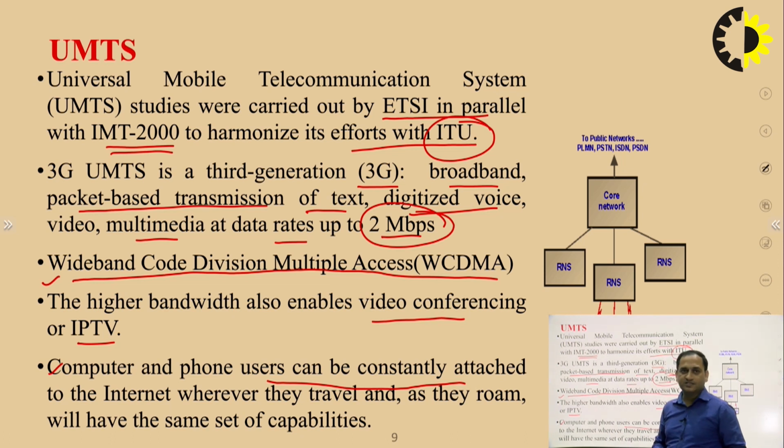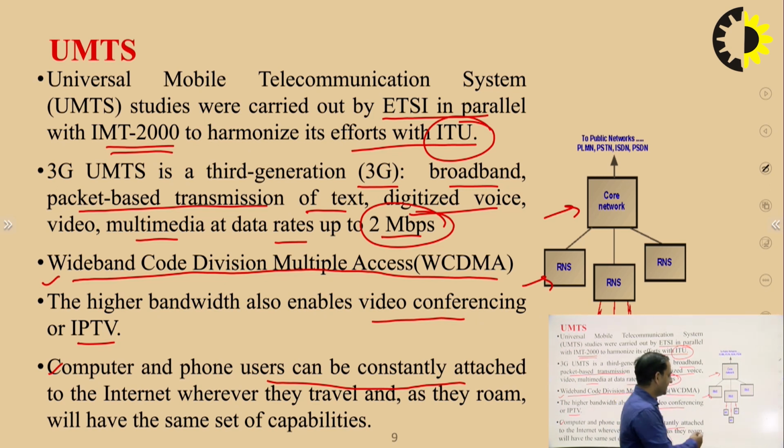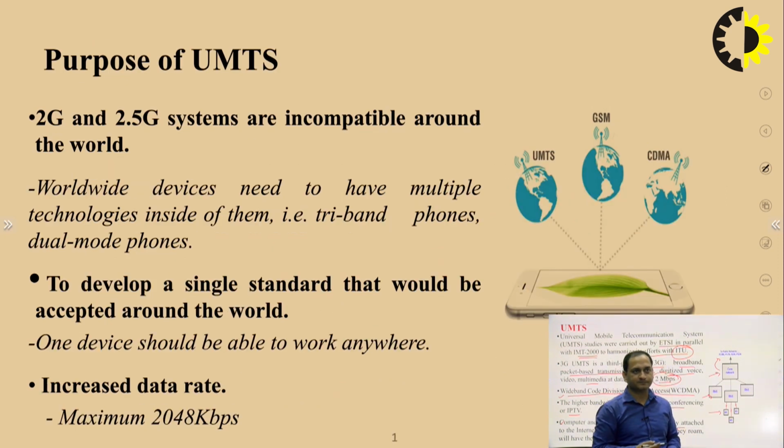Okay, so here we see in short that UMTS comprises one core network, and this core network is connected with the RNSs, the radio network systems, and then these RNSs are connected with the mobile stations, right? So this is the basic diagram of the UMTS, in which the core network is connected with public networks like PLMN, PSTN, ISDN and PSDN, right?